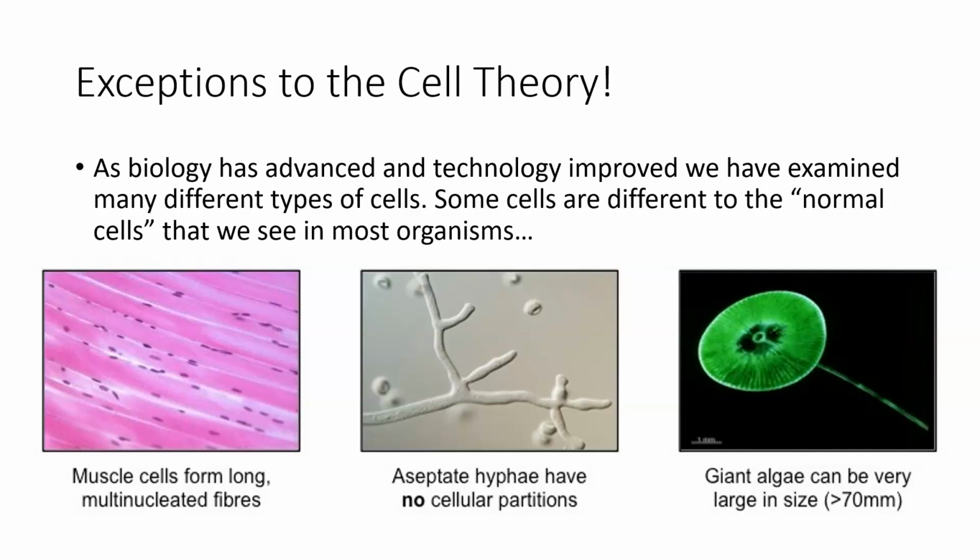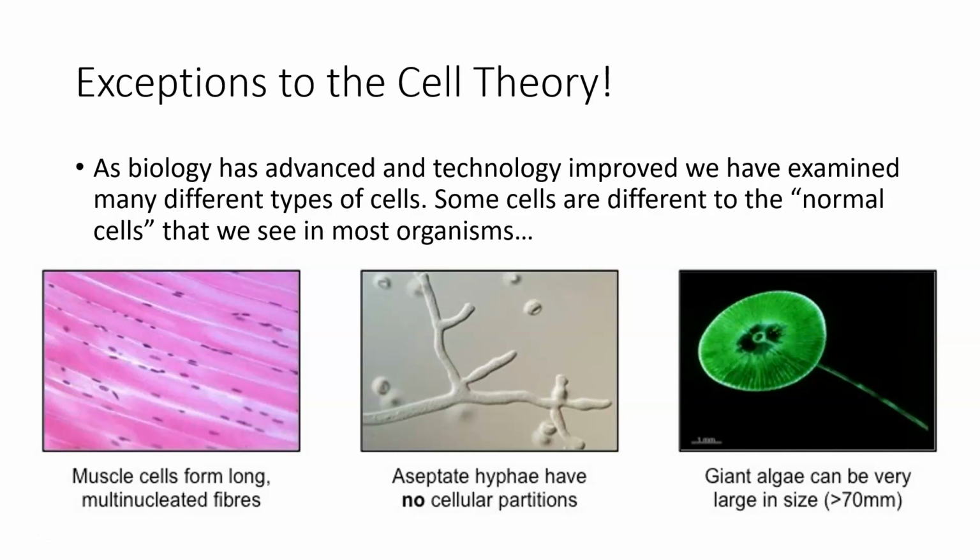So, exceptions to the cell theory. We already talked about what the cell theory is in the previous video. If you haven't seen it yet, go back and watch. But cell theory is a theory that has three statements included in it. Cell theory states all living things are made of cells. Cells are the basic unit of life, and all cells come from pre-existing cells.